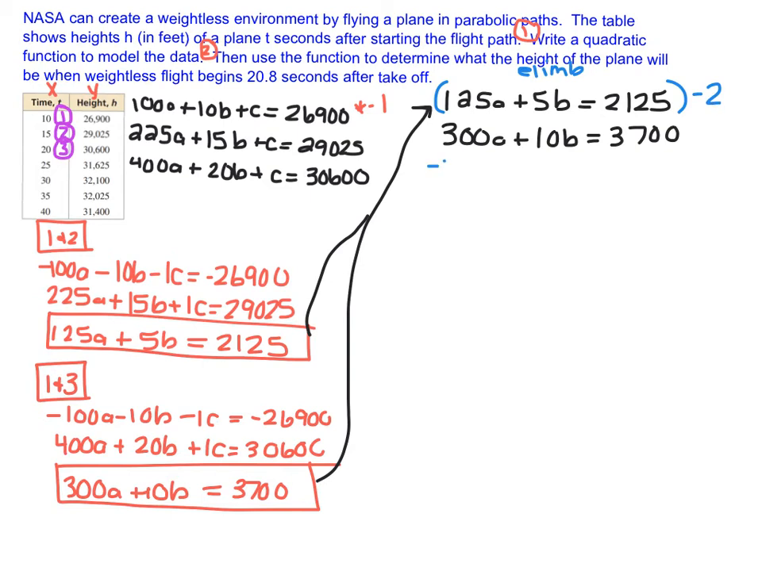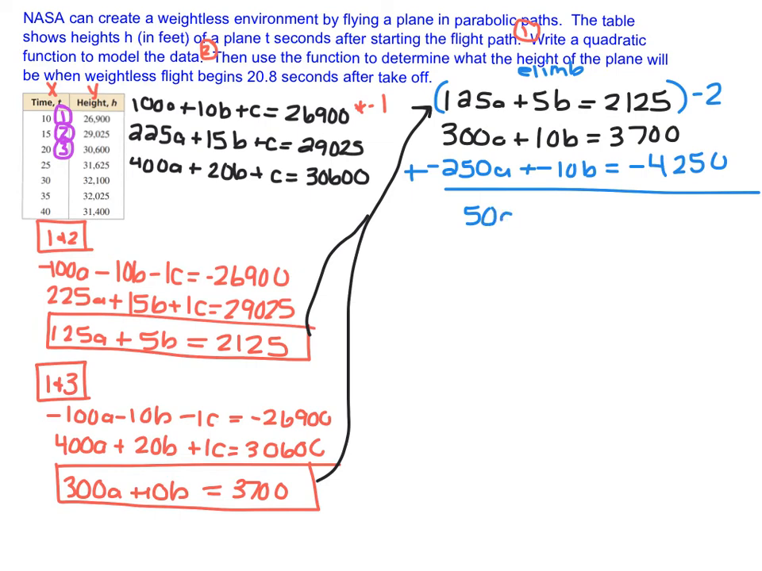So if I do so, I end up with -250A plus -10B is equal to -4,250. So then if I add straight down here, I end up with 50A, the B's cancel out, and I have -550 and 50. So my last step here to find my A value is just to divide by 50. So I find my A value is equal to negative 11. So I've now found one value in my standard form equation.